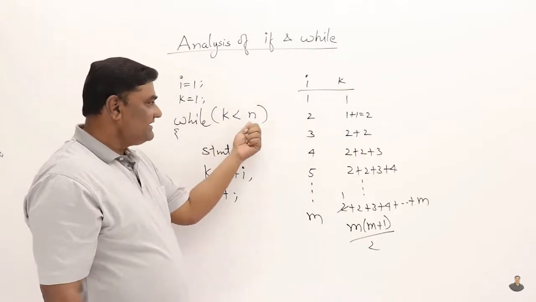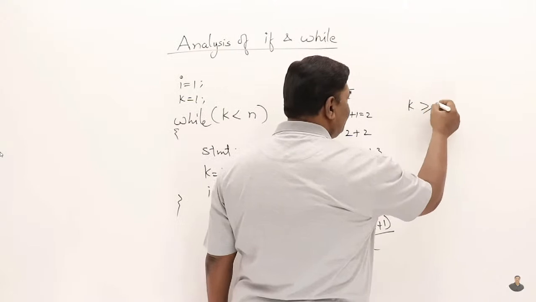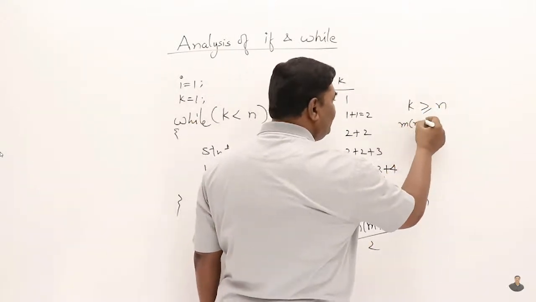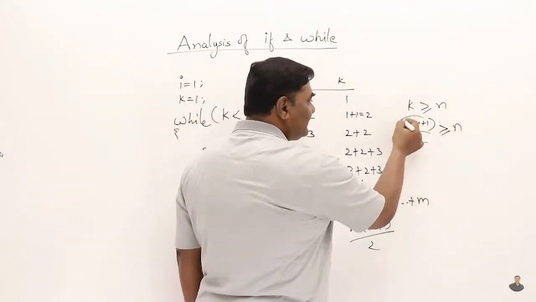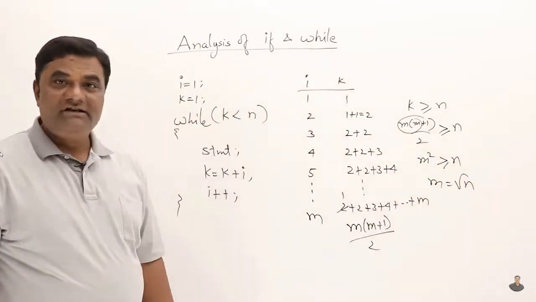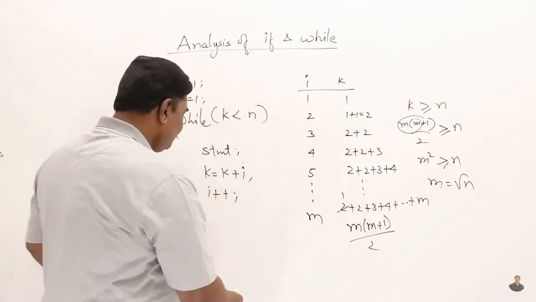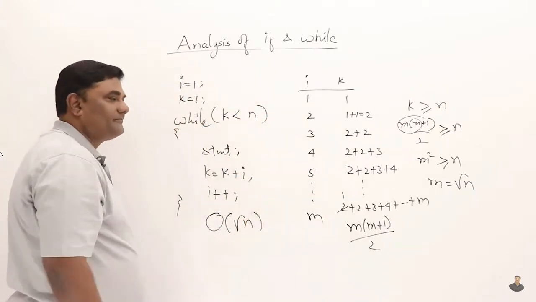So what is the condition? If k is less than n, it will continue. When k becomes greater than or equal to n, it will stop. So I assume that k became greater than or equal to n. So what is k? I have stopped k at m into m plus 1 by 2, that is greater than or equal to n. This is roughly m square greater than n. So m is approximately root n. So it will repeat for m times, which is root n. So the time complexity of this one is order of root n.